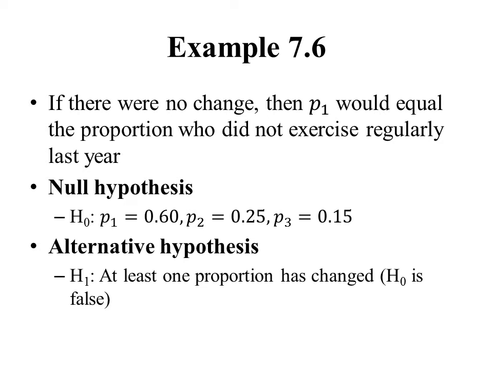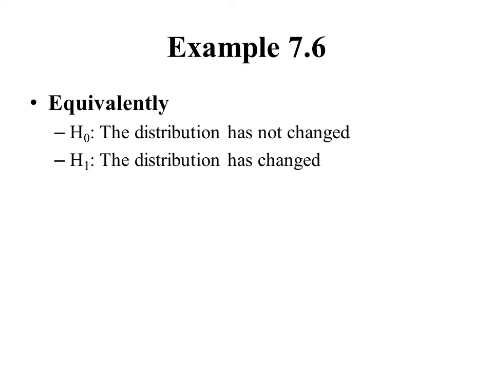But this type of test, the hypotheses are a little bit different than some of our previous types of tests. The null hypothesis is not just one statement of equality, it's three different statements of equality. Now, an equivalent way to describe our hypotheses is that the null hypothesis is the statement that the distribution has not changed, and the alternative is the statement that the distribution has changed.